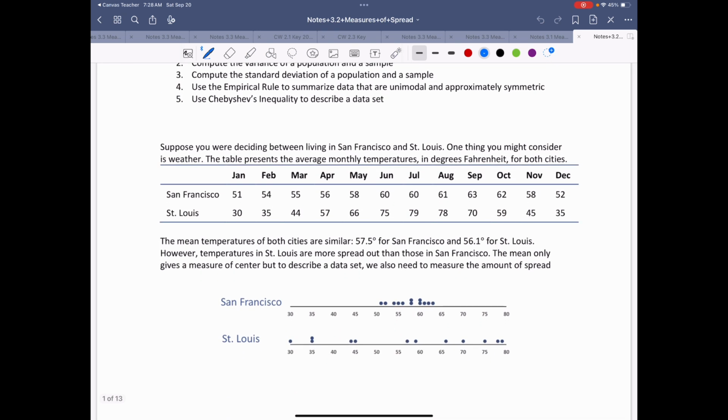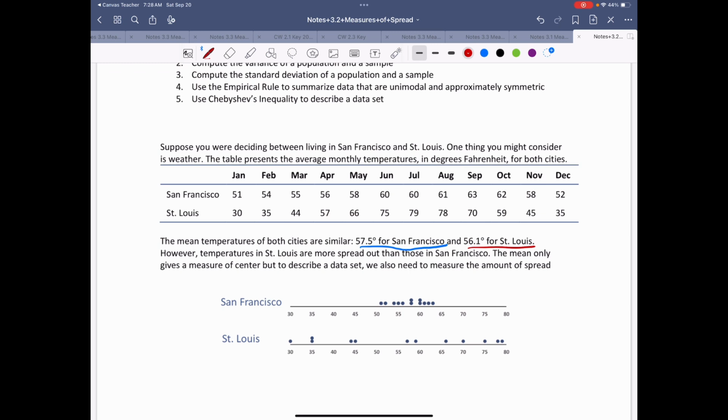It says, suppose you were deciding between living in San Francisco and St. Louis. One thing you might consider is weather. The table presents average monthly temperatures in degrees Fahrenheit for both cities. The mean temperatures of both cities are similar, 57.5 for San Francisco and 56.1 for St. Louis. So something you really wouldn't notice a difference in. However, temperatures in St. Louis are more spread out than those in San Francisco.